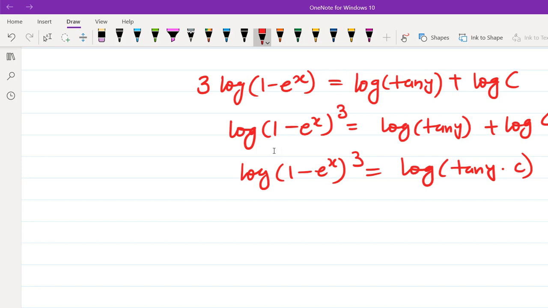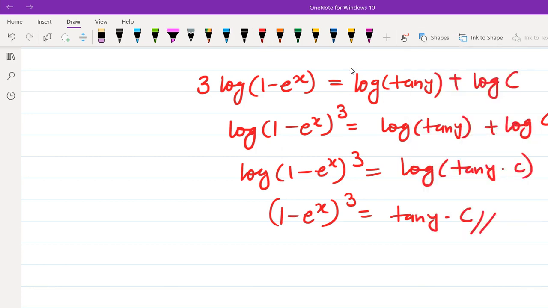Okay. So when you take anti-log on both the sides, you'll be left with (1 minus e raised to x) the whole raised to 3 is equal to tan y dot c. So this is your final answer, which is the general solution of your given differential equation. So I hope I have made this problem very clear to everyone.